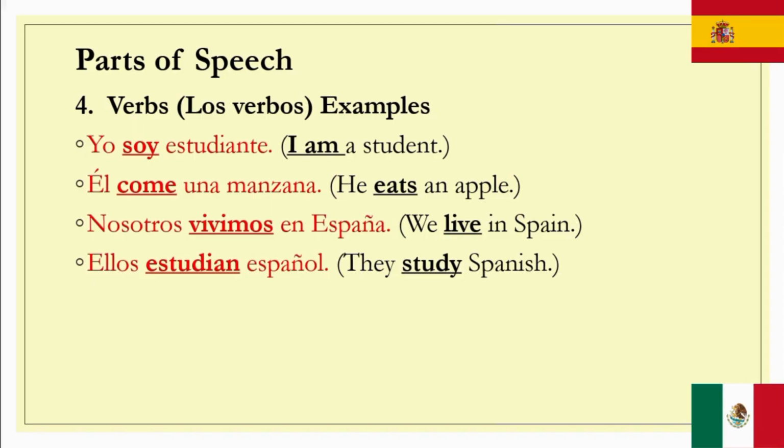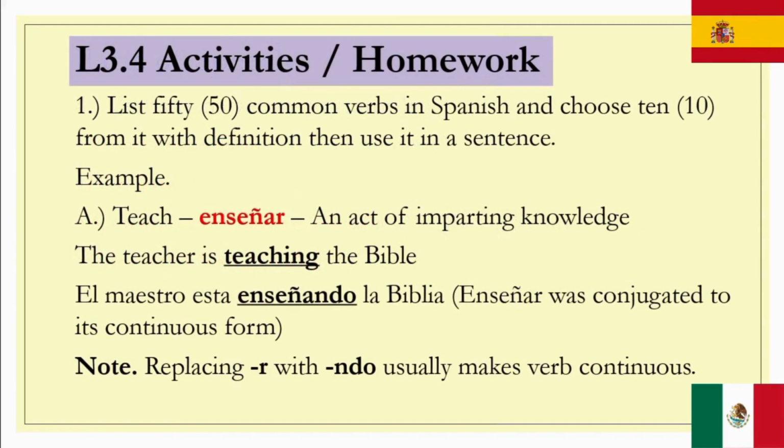Last example, we have they study Spanish. So they is the third person plural. So this word study must be conjugated to agree with the main noun, or the subject, which is third person plural. So ellos estudian español. Okay? So I hope you get the concept of how the verb works in its present tense and how it can be conjugated on its person and number. So don't worry. Again, later on in the conjugation part, we will really be able to get it.